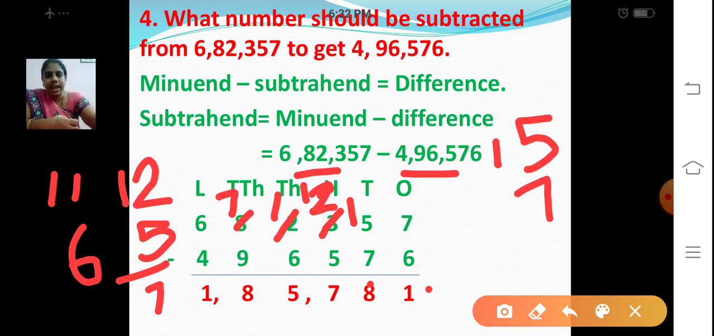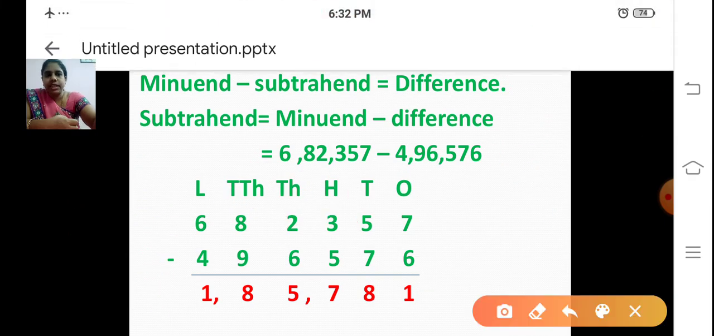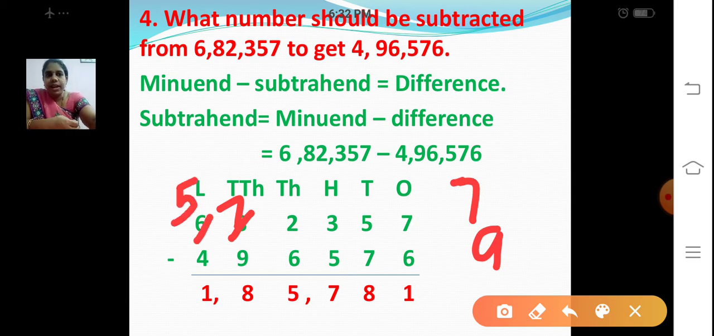7 minus 9. So here what number? 7. Can you subtract 7 minus 9? Is this possible? No. So I am going to borrow 1 from the lakhs place. So my lakhs place will become 5 and this will become 17. Right. So 17 minus 9. After 9, 10, 11, 12, 13, 14, 15, 16, 17. So 8. Write it down, 80,000.